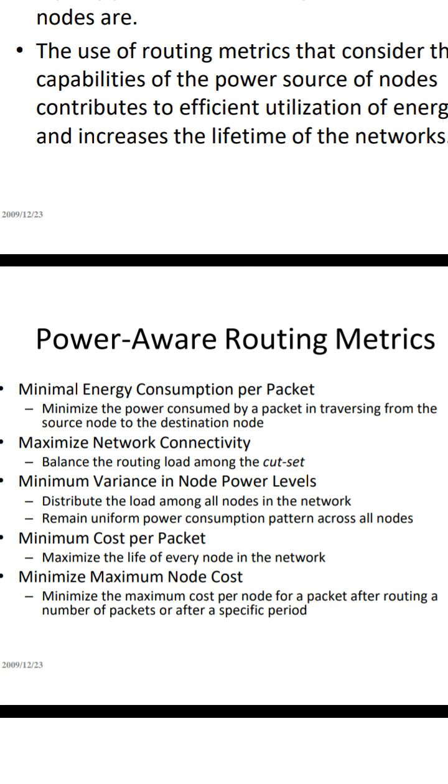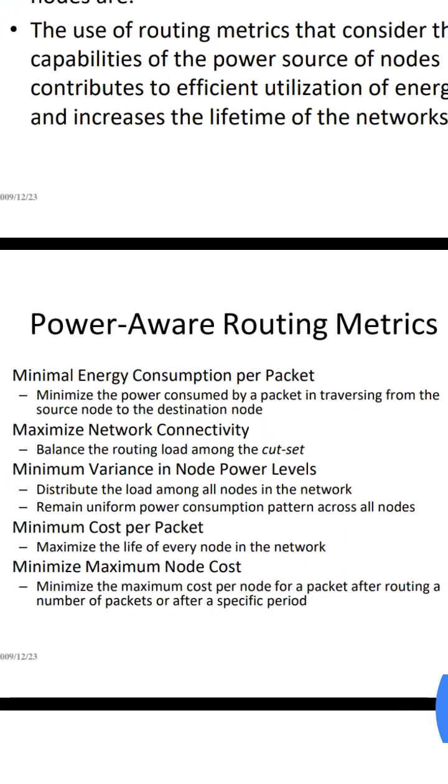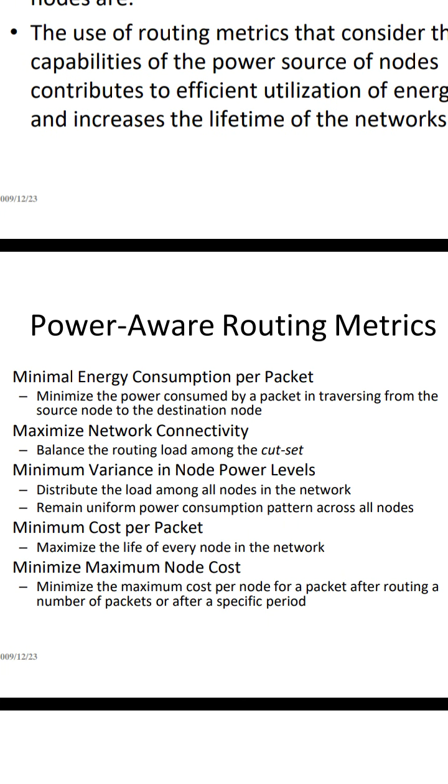The next one is maximize network connectivity, balancing the routing load among the cut set. A node with a lower degree will consume a lesser amount of power, so we can choose that type of node for transferring the data. So maximize network connectivity is discussed.